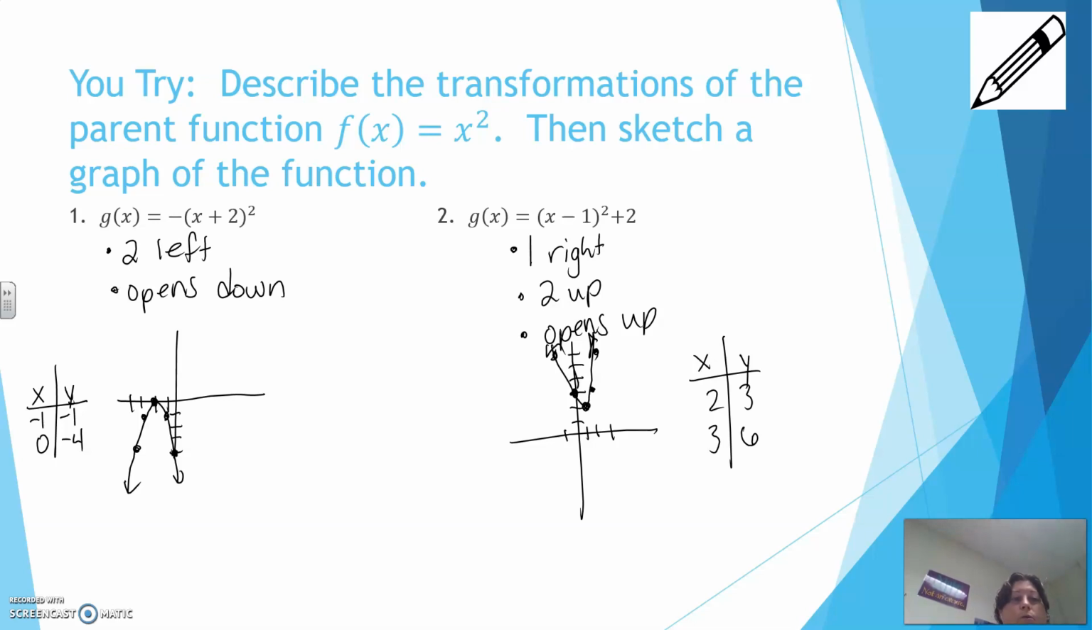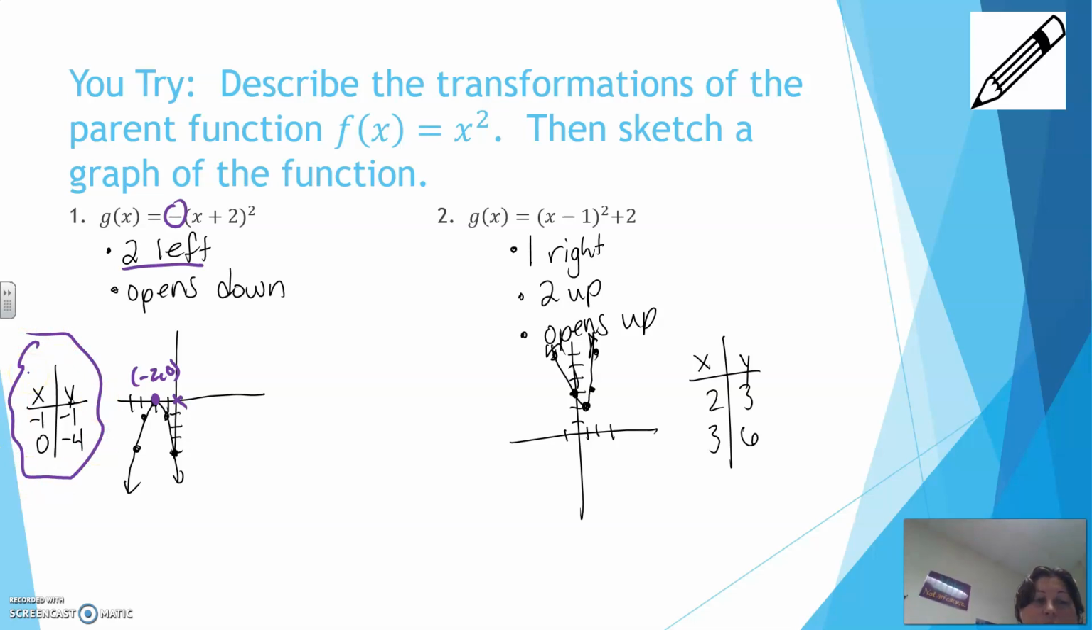For number 1, we had the x plus 2 in parentheses, so that's 2 left. And then we just had the negative outside, which means it opens down. When I go to graph it, it means I take the point that was at 0, 0, I go 2 left and shift down 2, which means your vertex should be at -2, 0. Again, I showed my t-chart over here.